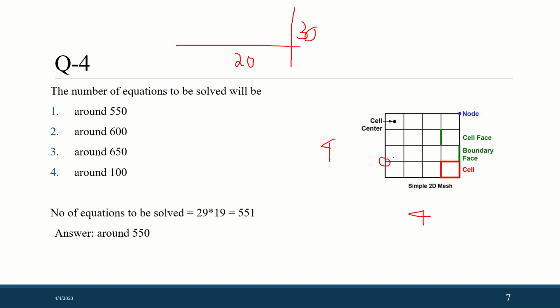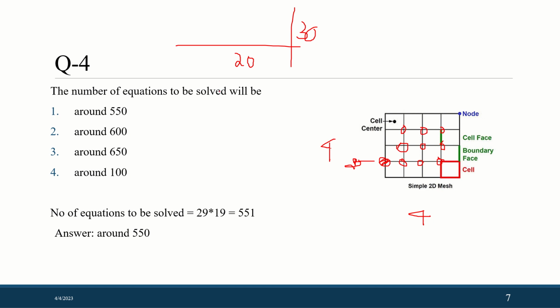This is 1, this is 1, this is 1, this is 1. This one is a boundary point, so it is not valid when we are doing this. And again we have one more grid point, one more grid point, one more grid point, one more grid point. In all these grid points, we would be solving the equation. So all these points you would be solving the equation.